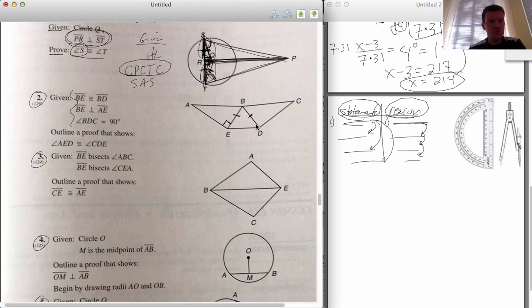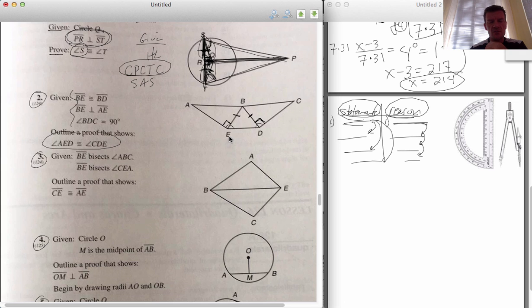And we want to show that BDC is a 90-degree angle. So that's a 90-degree angle. So basically what you're going to say here is, outline the proof. We want to get all the way to AED. We want to get to this angle and CDE, this angle, are going to be congruent.